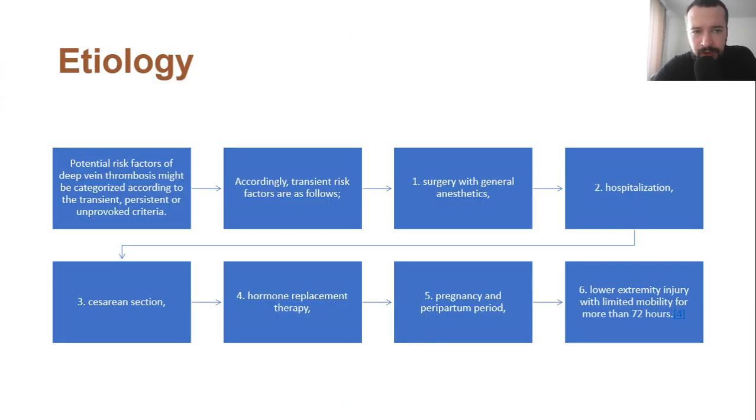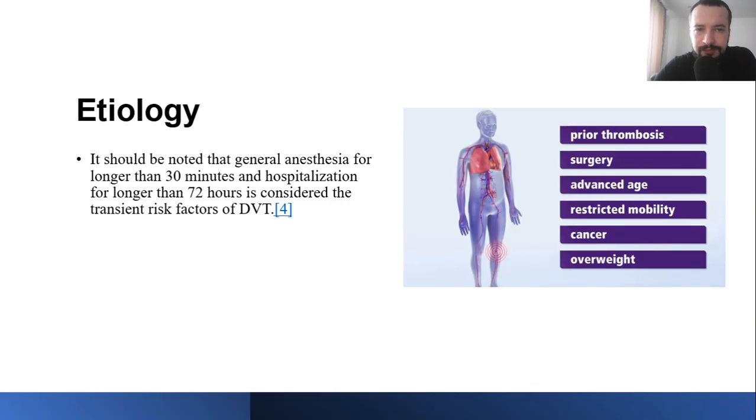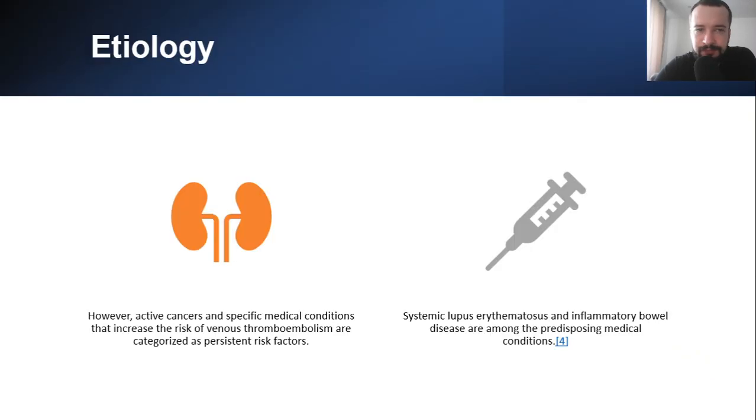Potential risk factors of deep vein thrombosis might be categorized according to the transient, persistent, or unprovoked criteria. Accordingly, transient risk factors are as follows: surgery with general anesthetics, hospitalization, caesarean section, hormone replacement therapy, pregnancy and peripartum period, lower extremity injury with limited mobility for more than 72 hours. It should be noted that general anesthesia for longer than 30 minutes and hospitalization for longer than 32 hours is considered the transient risk factors of DVT.